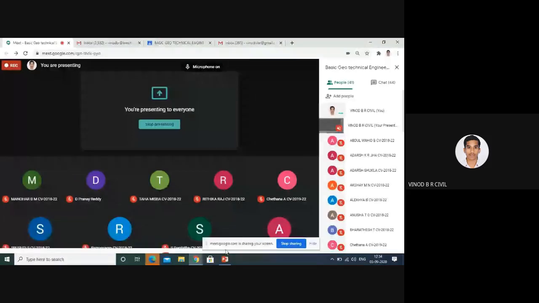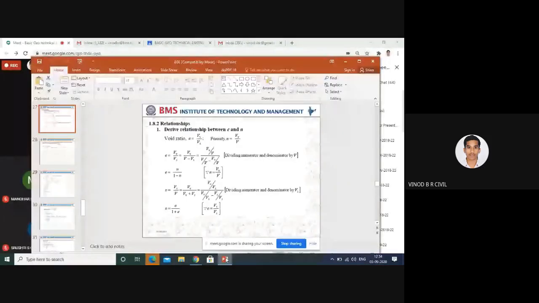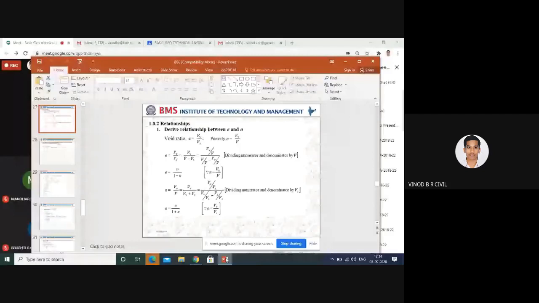Second one, that is the n. n is denoted by porosity. n is equal to volume of voids, that is VV, divided by V, that is total volume. Total volume equals volume of voids plus volume of soil. Volume of voids means volume of air plus volume of water, that is volume of voids, plus volume of soil, that is total volume.